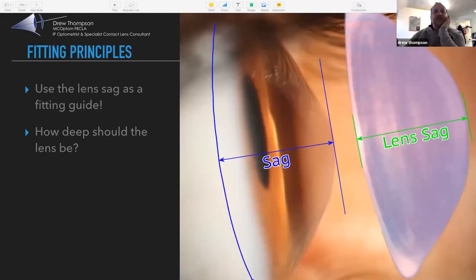So the way we fit these lenses is different to any other type of lens, or the way I fit them. And rather than thinking how steep the lens is, think about how deep the lens is. This is where looking at the profile of the cornea can be really quite helpful, because you can decide how tall or deep that lens that you're going to put on the eye needs to be.